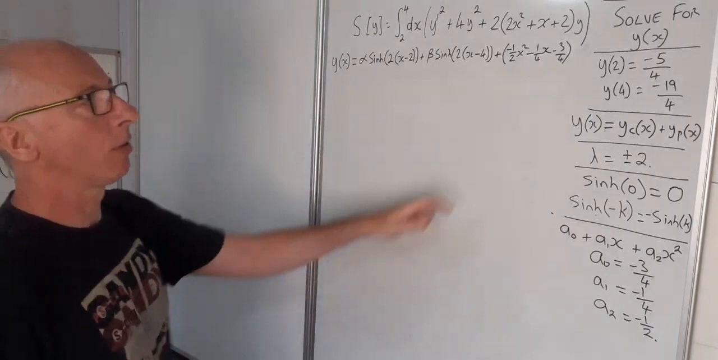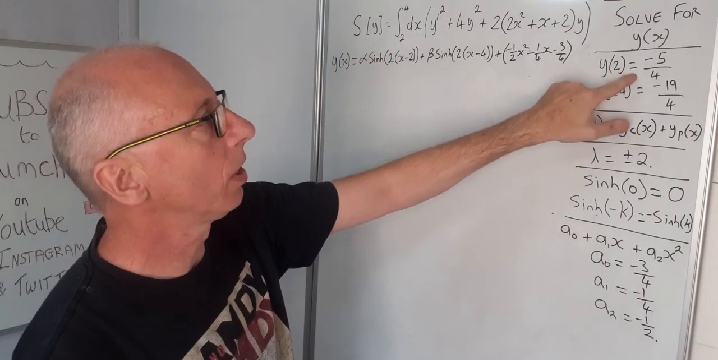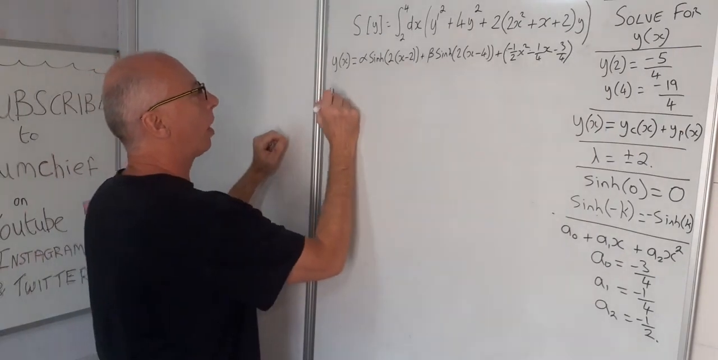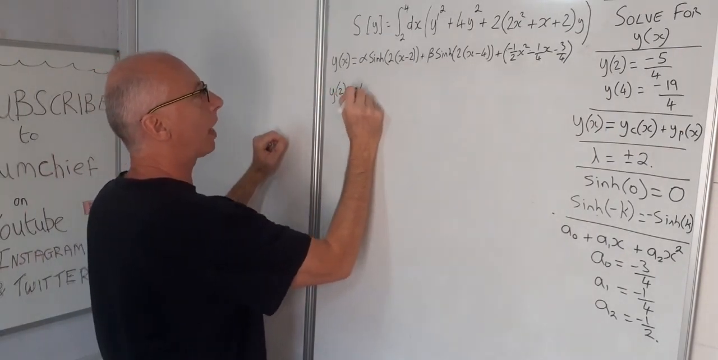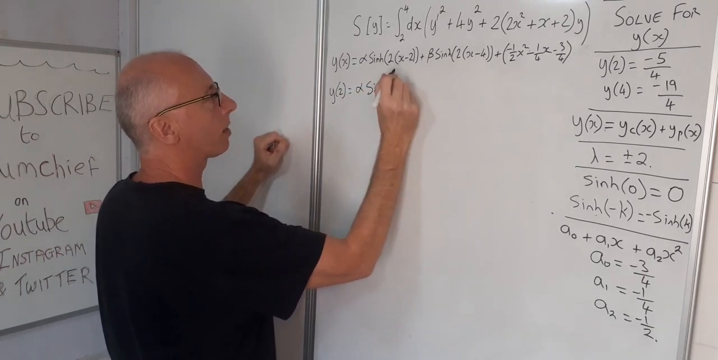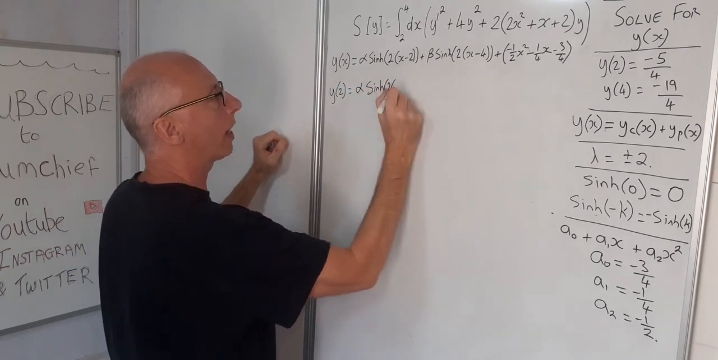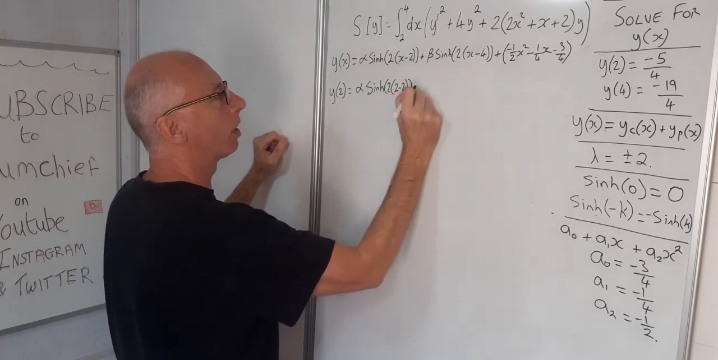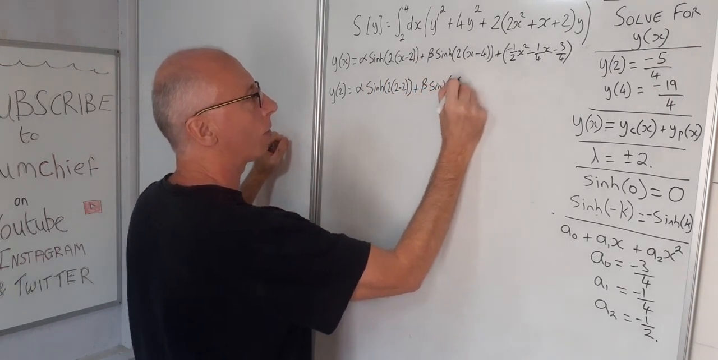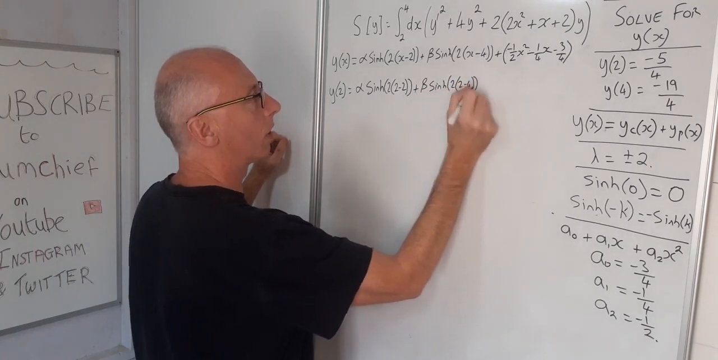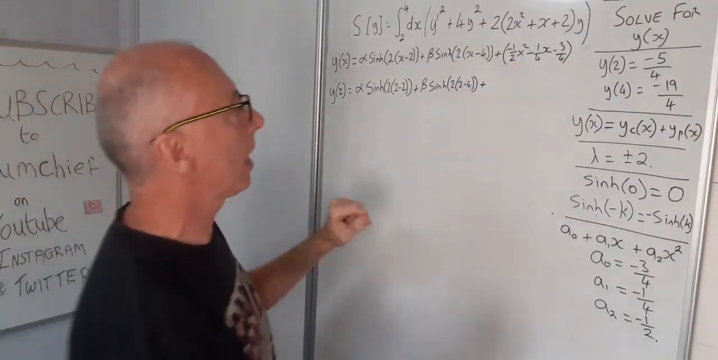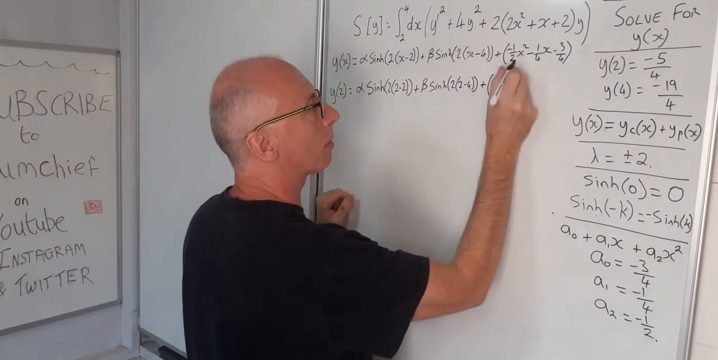And now we're going to use our boundary conditions. So when x is 2, this should equal minus 5 over 4. So y of 2 equals alpha sinh of 2 times x minus 2. So I'm going to write a 2 in there: 2 minus 2, plus beta sinh 2 times 2 minus 4. And now just plug in 2 for this x. So that's minus.